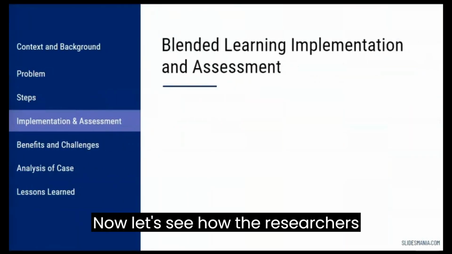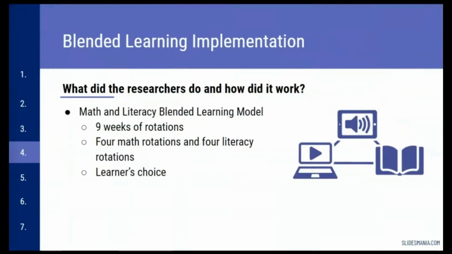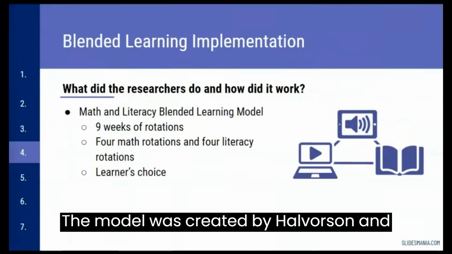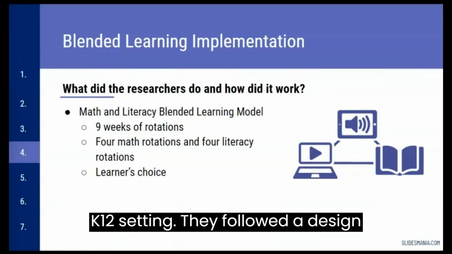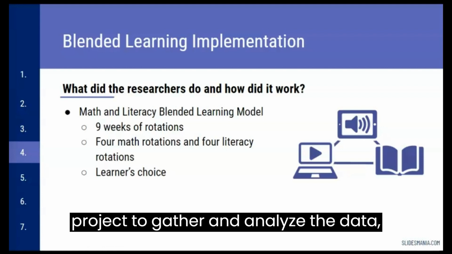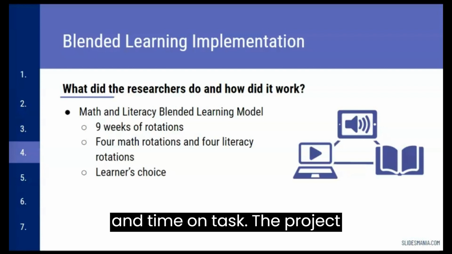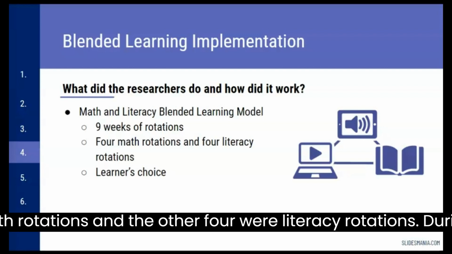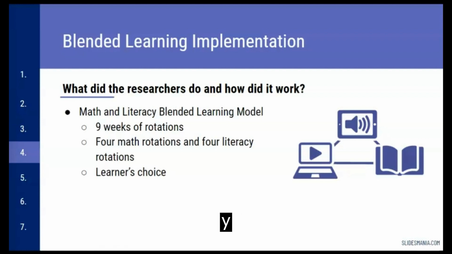Now let's see how the researchers implemented the blended learning and assessed their implementation. The model was created using Halverson and Graham's framework for engagement in the K-12 setting. They followed a design-based research approach throughout their project to gather and analyze the data. Their main focus was promoting attention and time on task. The project lasted 9 weeks. Within the 9 weeks, learners participated in 8 centers. 4 of the centers were math rotations, and the other 4 were literacy rotations. During their time, the learners rotated at a specific time to whichever center they chose.